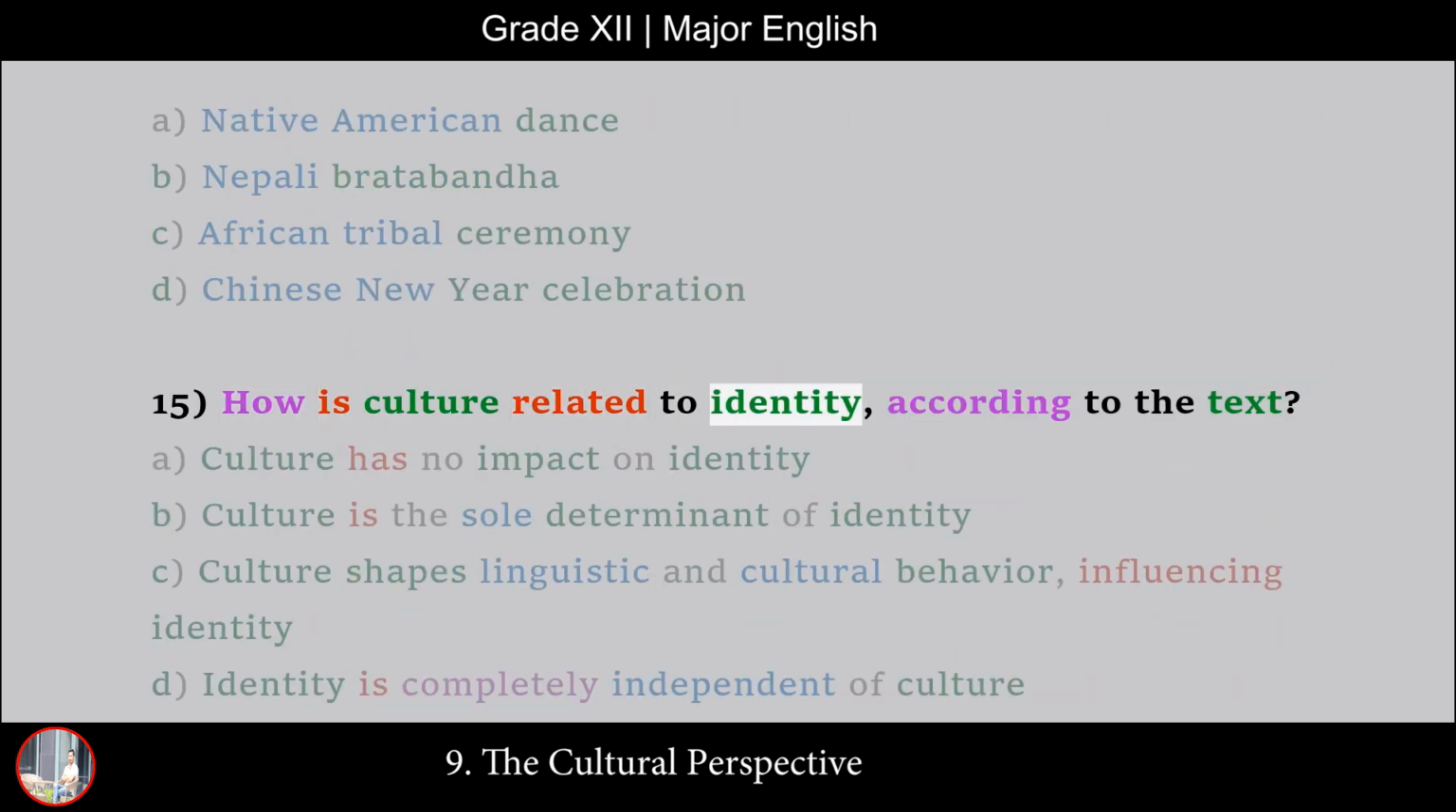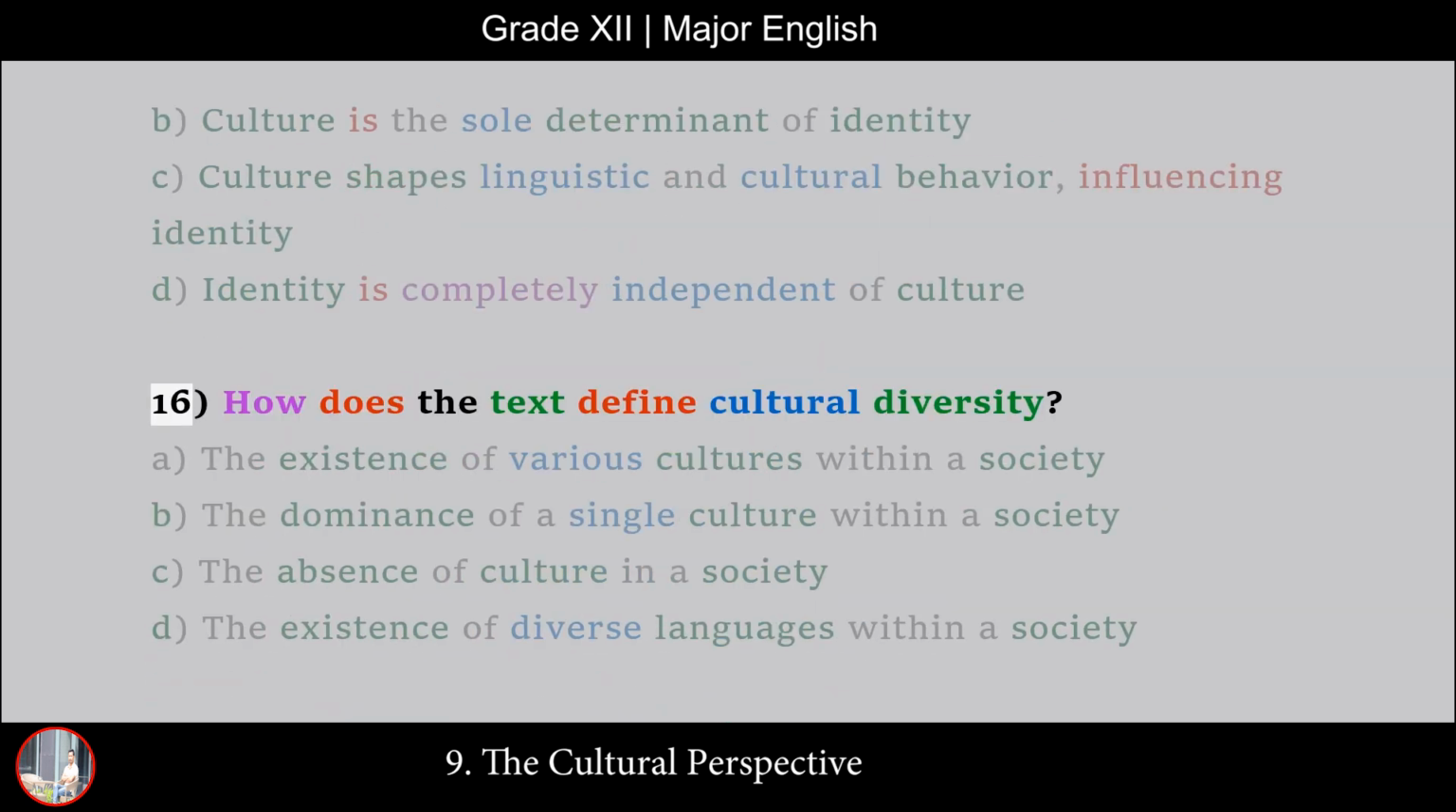15. How is culture related to identity, according to the text? A. Culture has no impact on identity. B. Culture is the sole determinant of identity. C. Culture shapes linguistic and cultural behavior, influencing identity. D. Identity is completely independent of culture.